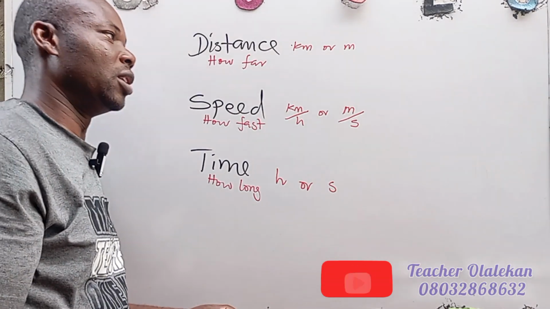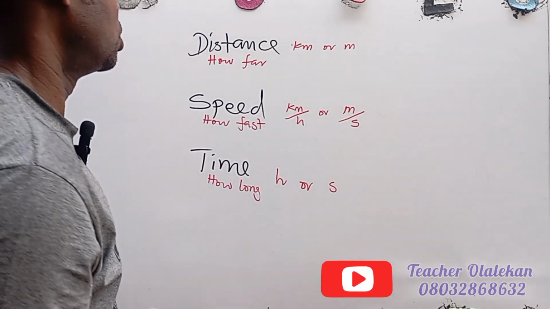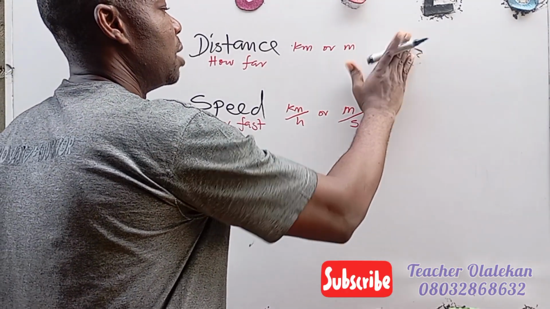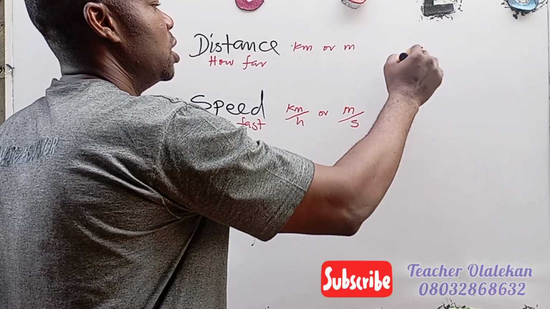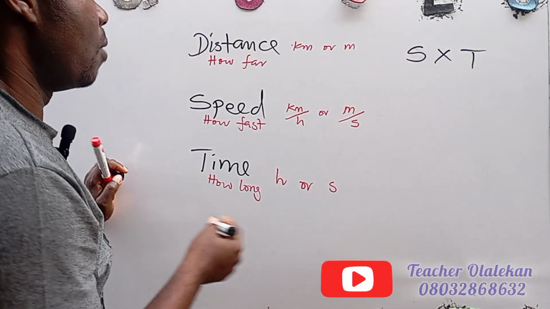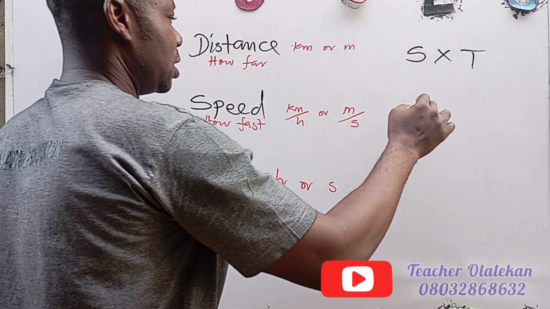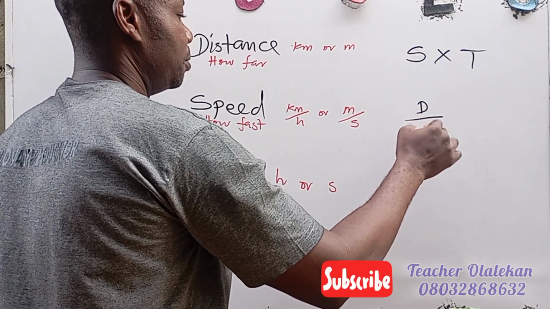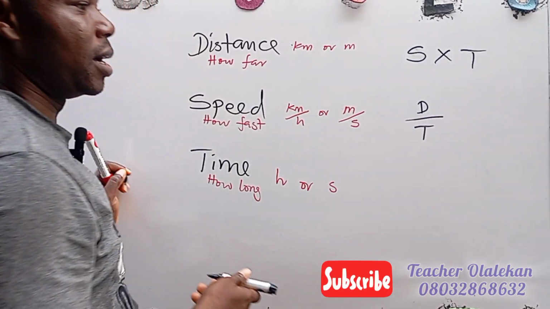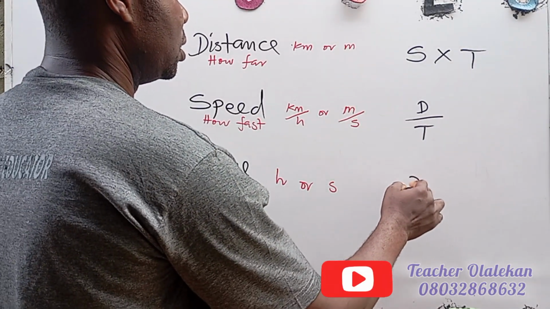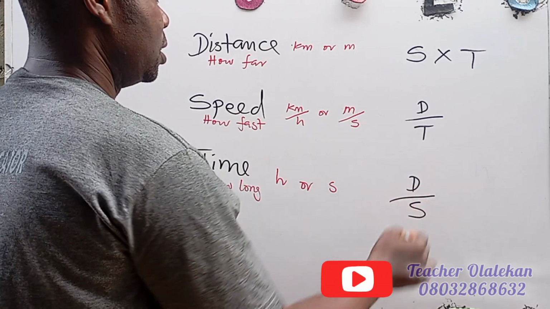Now let's look at their individual formulas. To find the distance, distance is equal to speed times time. That's the formula for finding distance. The speed is distance divided by time. While the time is distance divided by speed.